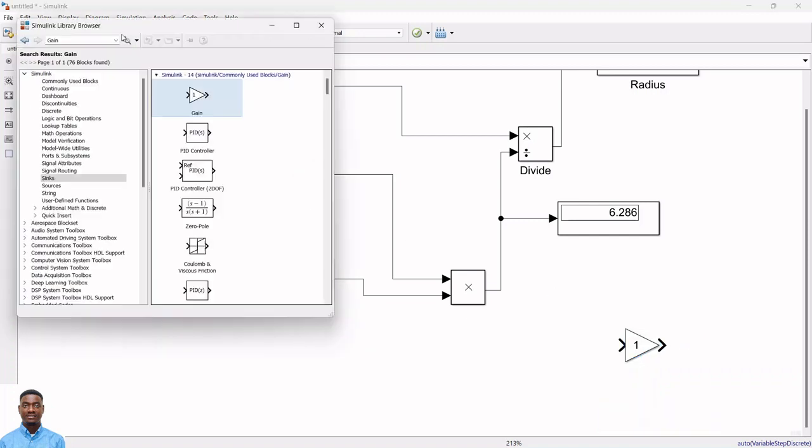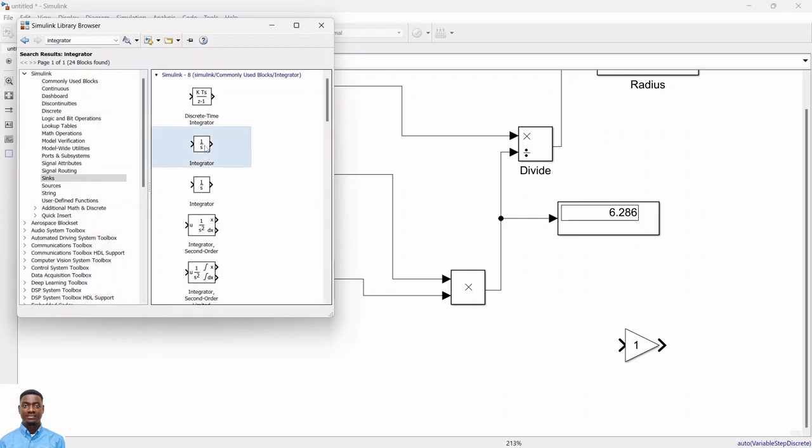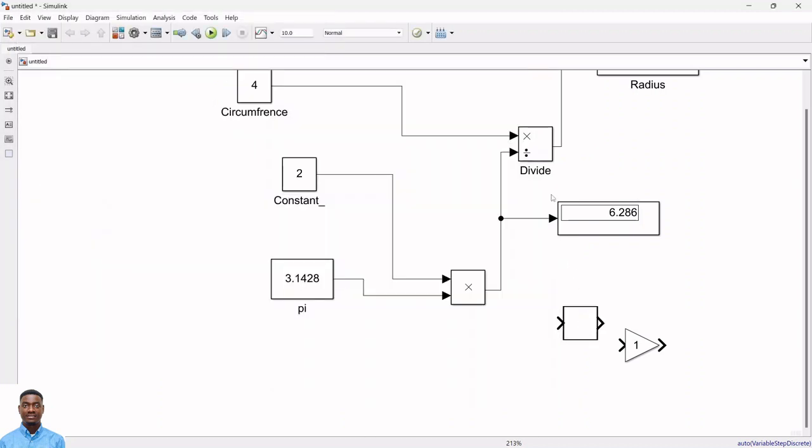And also you have the integrator, which is this block, is what is referred to as the integrator. 1 over S, same thing as your 1 over D, because in Laplace, the D operator is same thing as your S operator. So 1 over S is same thing as your 1 over D.